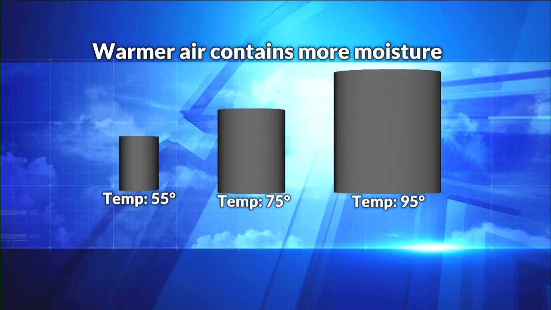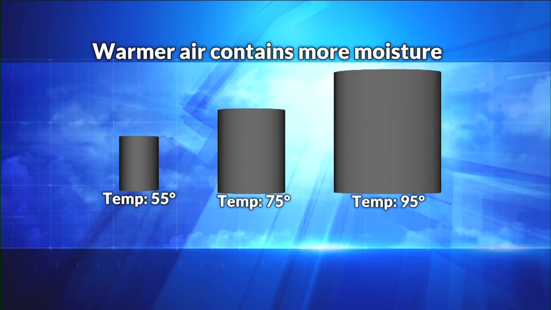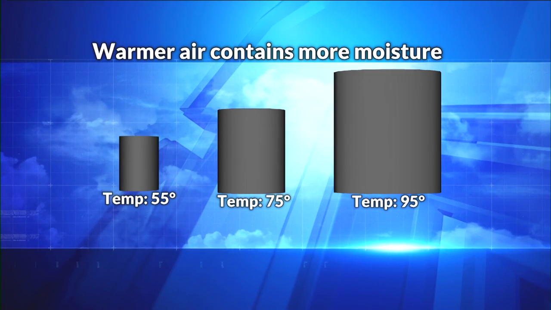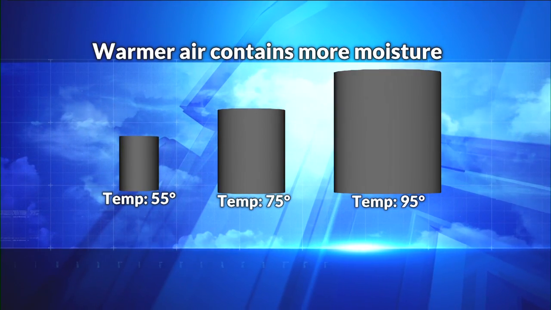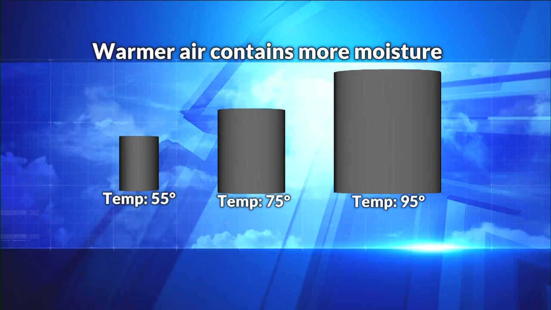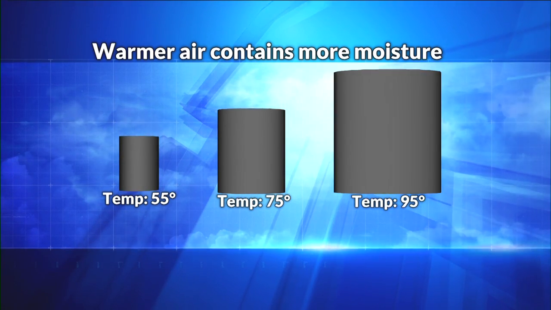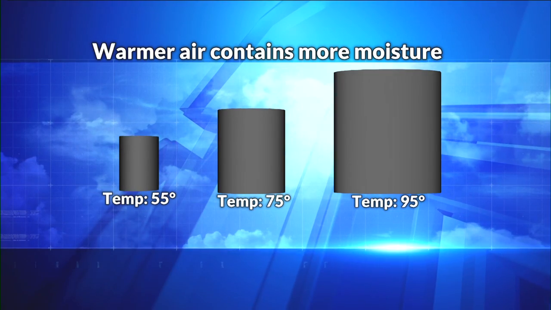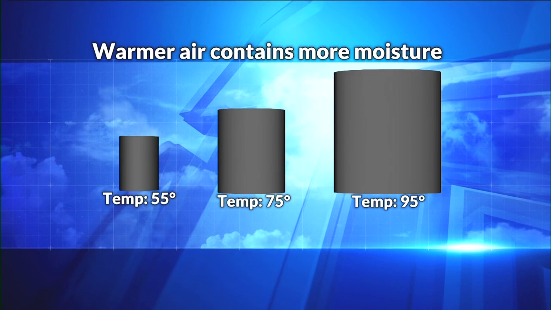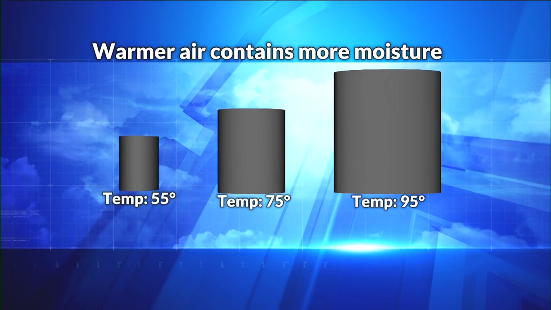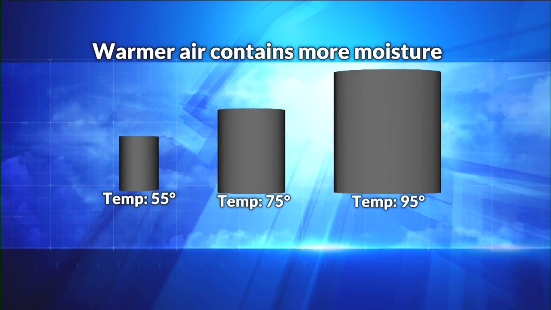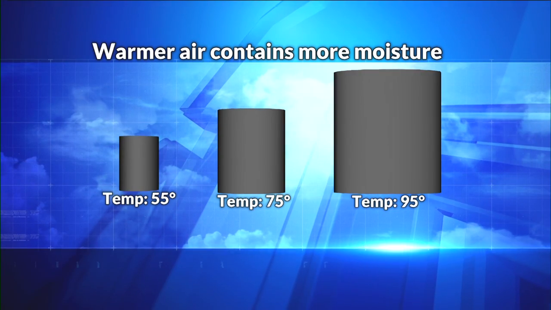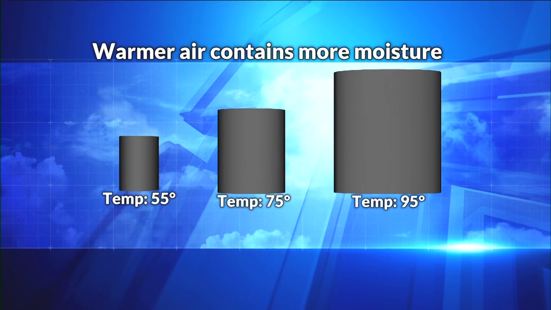So let's take a look at some examples here. Again, there are three containers, our three little cylinders, and notice the temperature difference and the size difference of each. You have the short, skinny one there with a temperature of 55. Then we get a little bigger in the mid-range, the cylinder in the middle, with a temperature of 75. And then you have the big fat one on the end with a temperature of 95. The thing to take away from this graphic is the size difference, and note the temperature of each of those cylinders. Exactly. What it boils down to is the warmer the air, the greater its capacity to hold moisture.